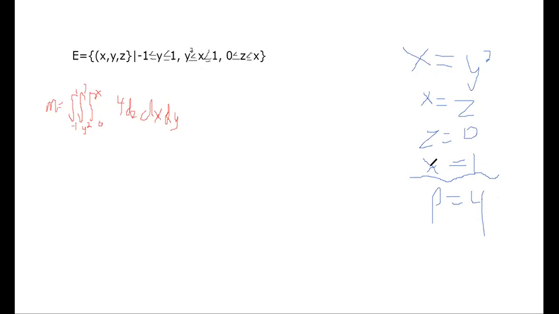And then finally, we get that y goes from -1 to 1. And the best way to view this is, this is just a parabola, which is essentially a parabola that is just stretched out up and down the z-axis.